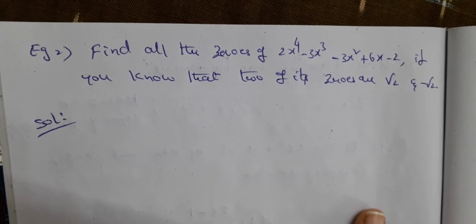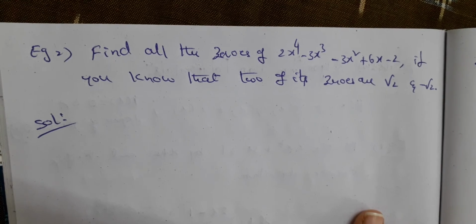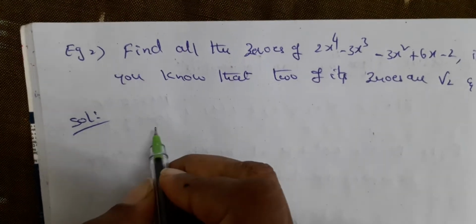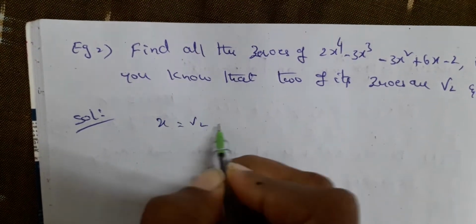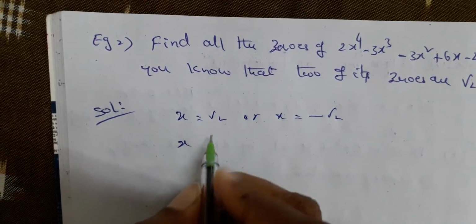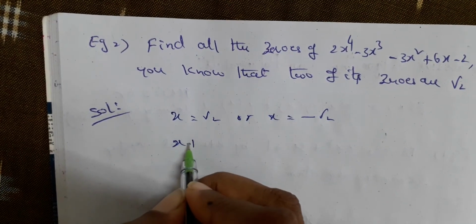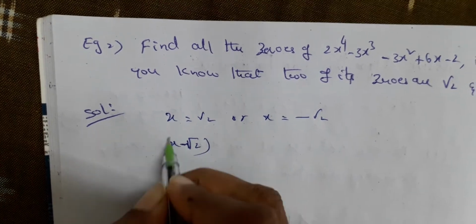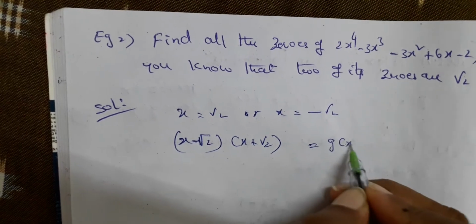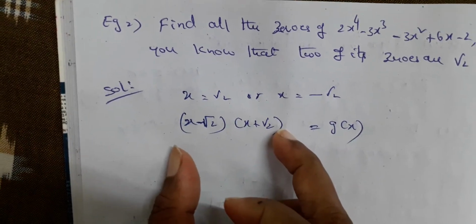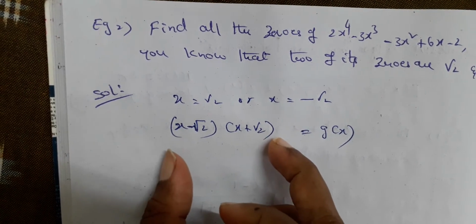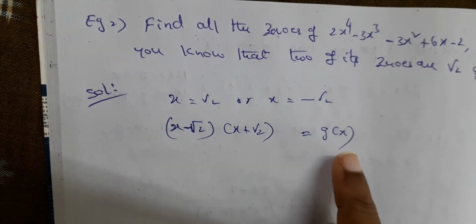Now here, since root 2 and minus root 2 are zeros, it means that x is equal to root 2 and x is equal to minus root 2. So x is equal to root 2 or x is equal to minus root 2, which implies x minus root 2 into x plus root 2 is our g of x. That means this is a factor of the given polynomial.